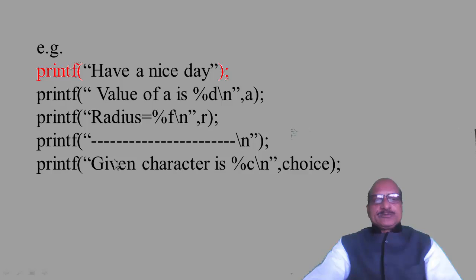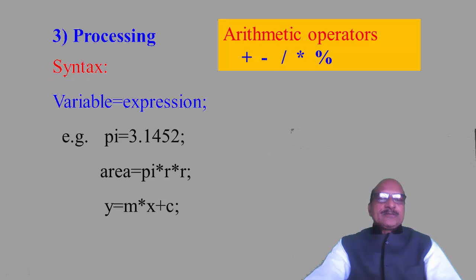Printf, given character is %c \n, choice. So choice contains a character and that is displayed in place of %c. So in this way, by using a printf statement, you can transfer the data from computer memory to the monitor device. Now the third task is the processing.